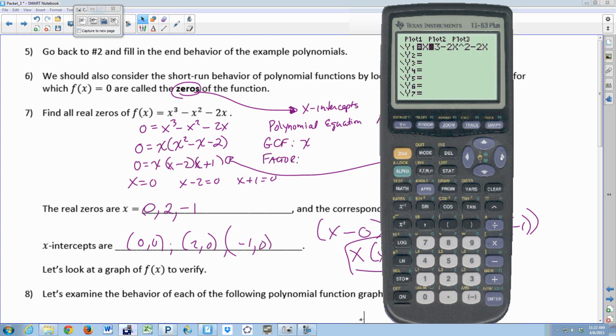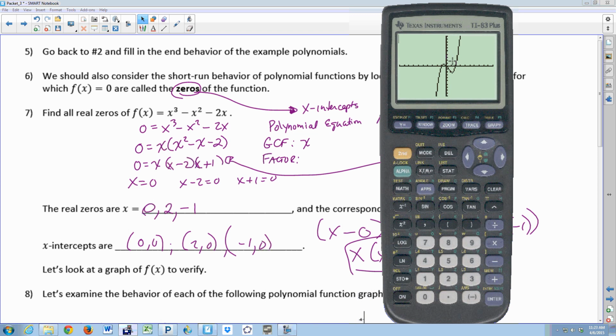Oh, I put 2 in front of the x squared, so that's definitely going to change it, right? So let's try it again, Zoom 6. Oh, I go through -1, I go through 0, and I go through 1. So I have 3 x-intercepts. I have 3 zeros. They're all different. I have 3 factors. Okay, that's the relationship, folks.